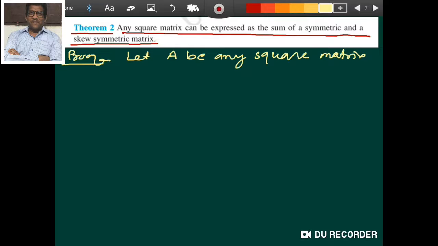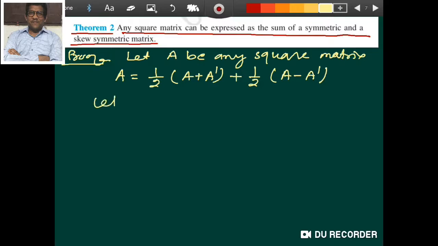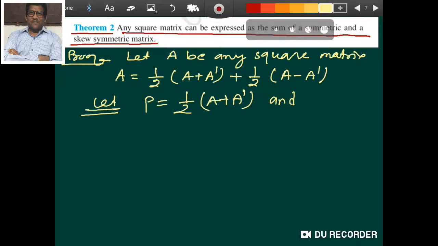Then we can express A is equal to half of A plus A dash plus half of A minus A dash. Let P is equal to half of A plus A dash and Q is equal to half of A minus A dash.